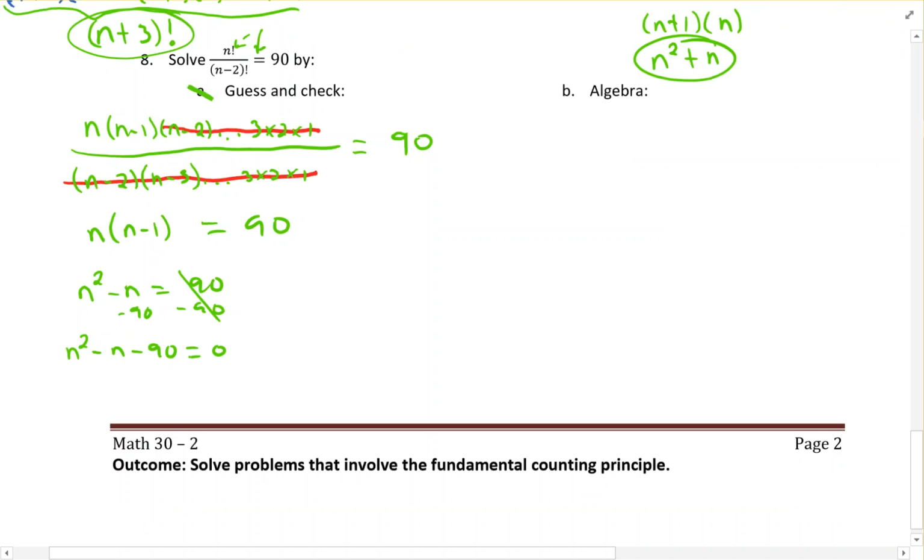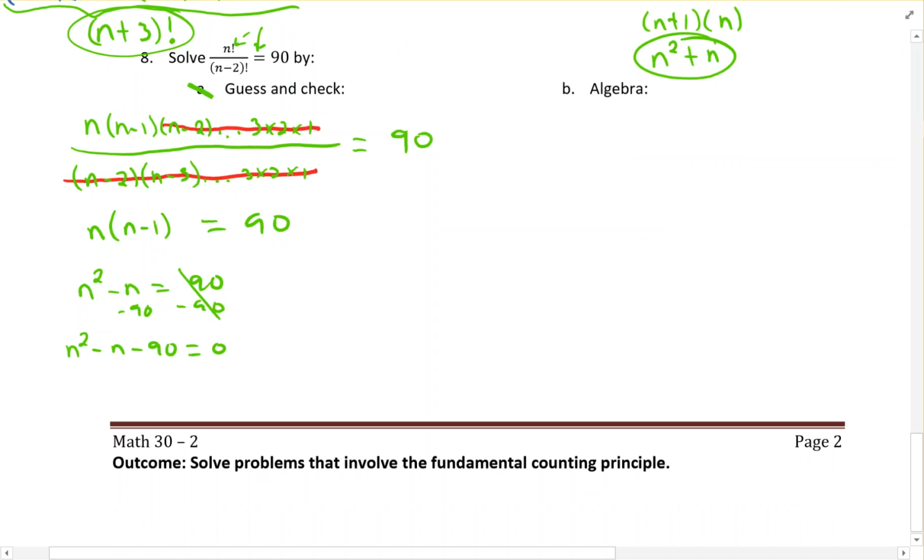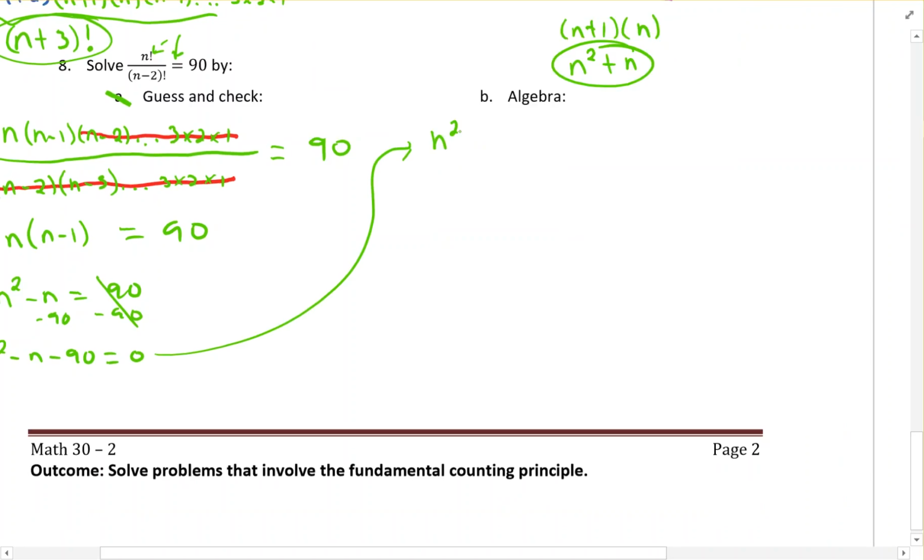This is one of those, right, where we made it equal to 0. And now we're going to factor it. So I'm just going to bring it up here for some more room. So we've got n squared minus n minus 90 is equal to 0. All right, we need to factor this. So it's going to be n there and an n there.